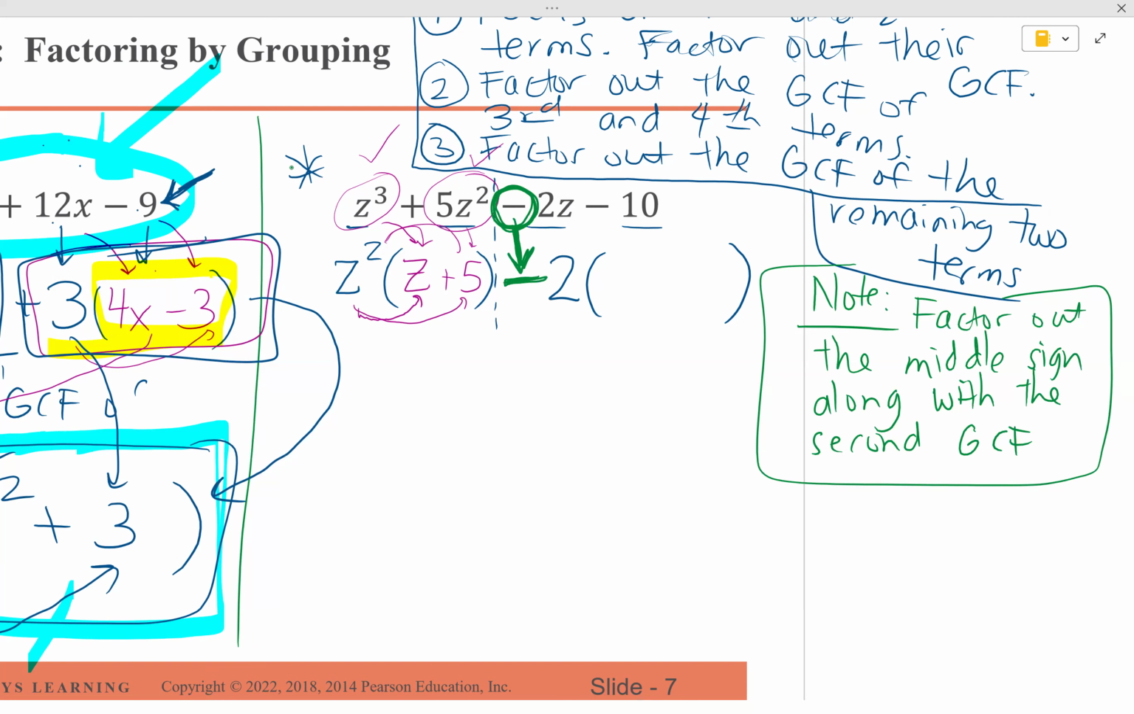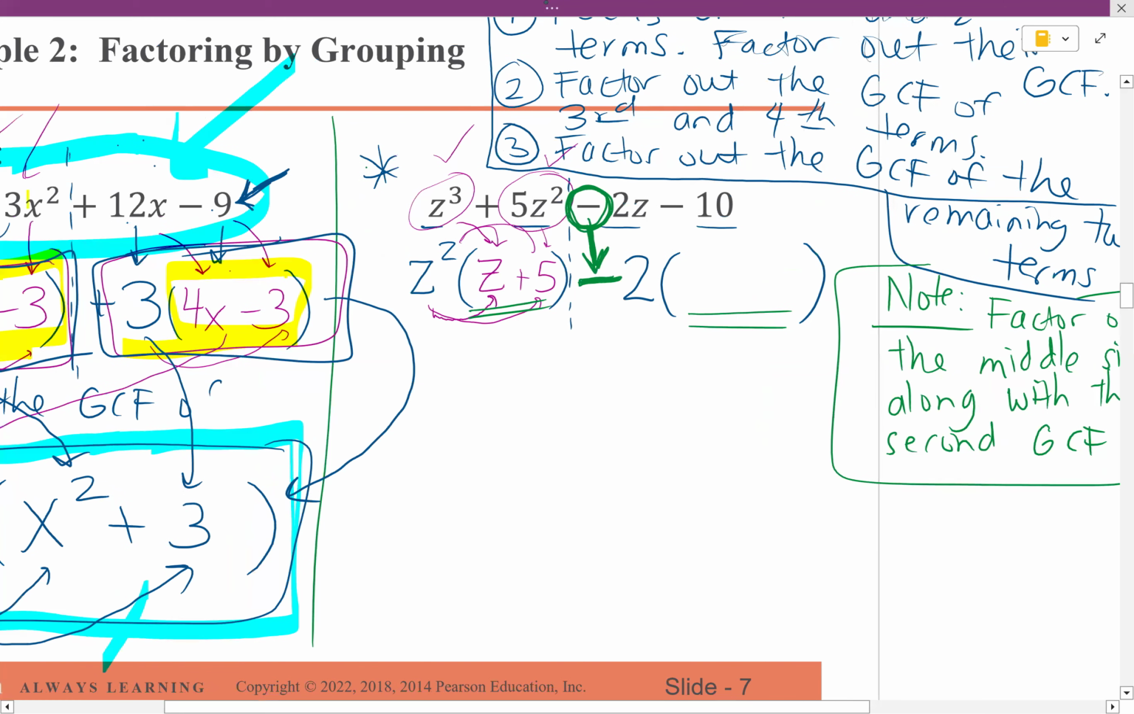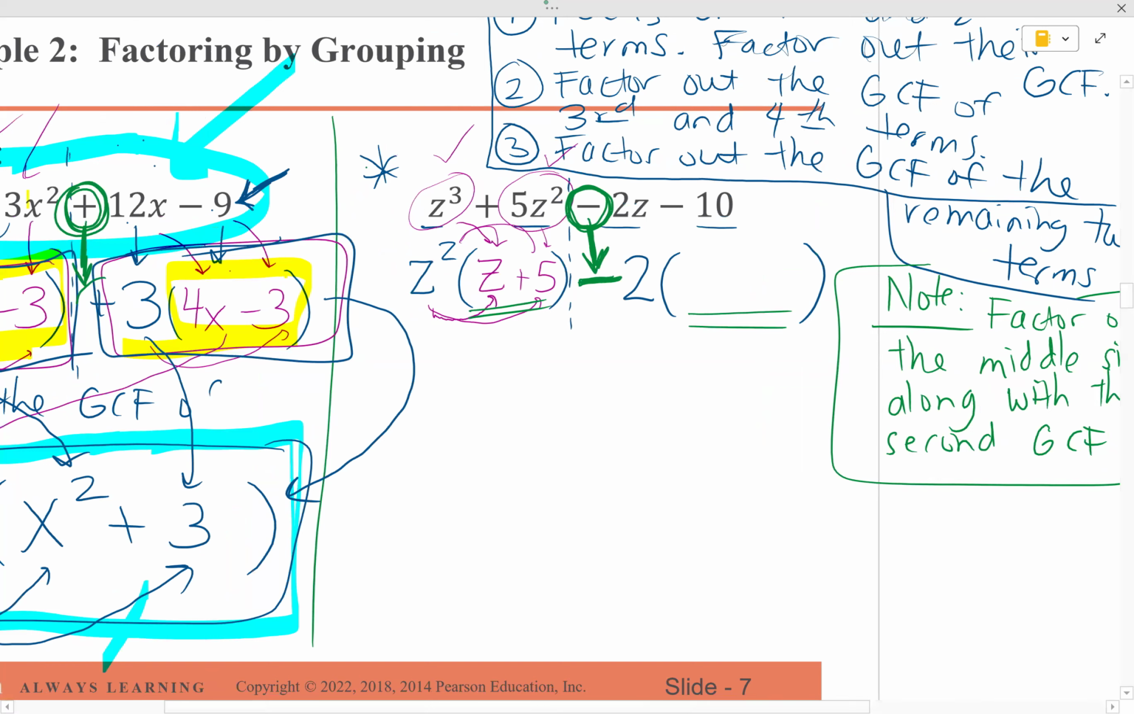So I can't just factor a 2 out. I have to factor a negative 2 out. Otherwise, what's in parentheses here will not be the same as what's in parentheses here, and we cannot proceed with the problem. So in the last one, we didn't really have to worry about it because the sign was a plus, and I already had a plus. I didn't really think about it, but I did copy the sign without even thinking.